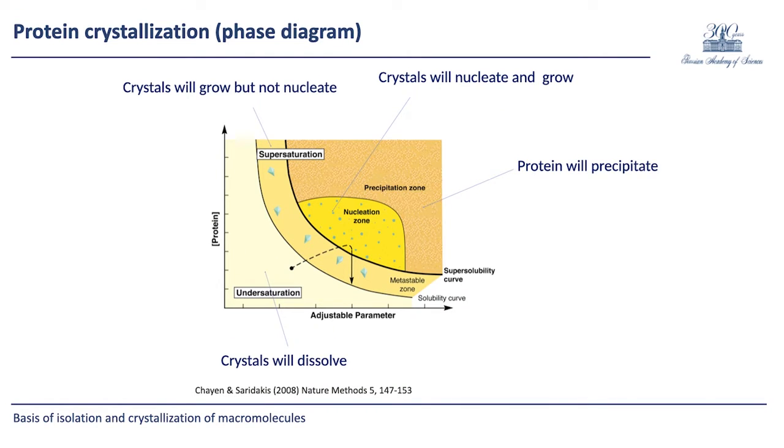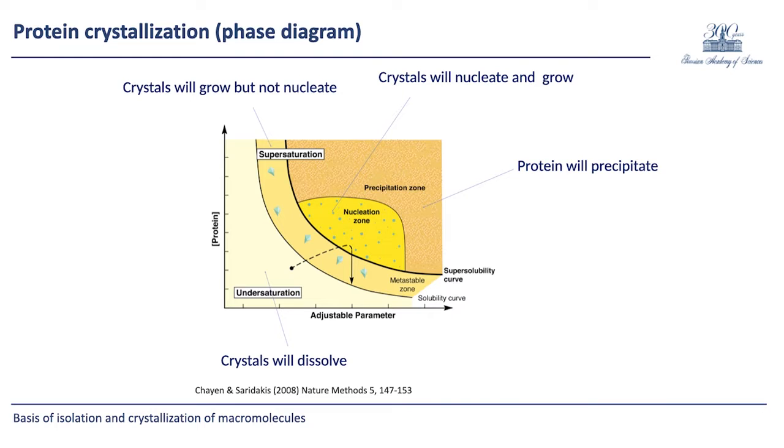It is the unsaturated zone. If you put crystals here, they are going to melt. In the precipitation zone, proteins precipitate because the concentration is too high. In the nucleation zone, crystals can appear and grow. Metastable zone. Here crystals grow, but they cannot appear here.